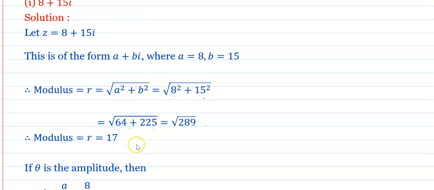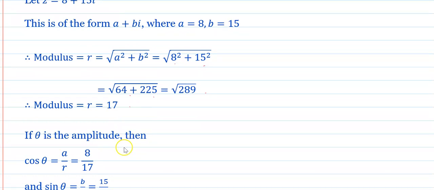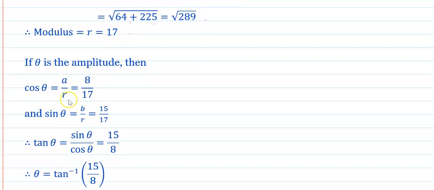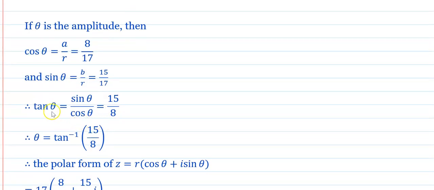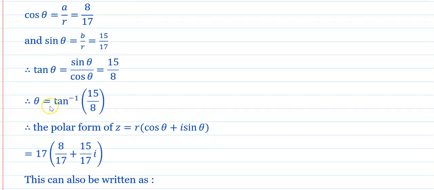This is the modulus r. Now the next, theta is the amplitude. What about cos theta? a upon r, 8 upon 17. Sin theta is b upon r, 15 upon 17. Therefore tan theta is equal to sin theta upon cos theta, that is 15 upon 17 upon 8 upon 17. 17 gets cancelled, and hence theta is equal to tan inverse of 15 upon 8.